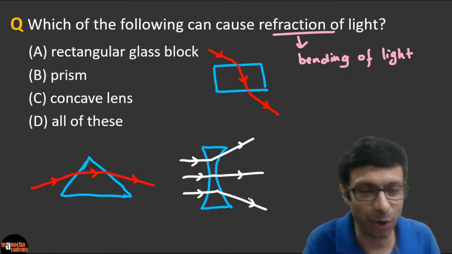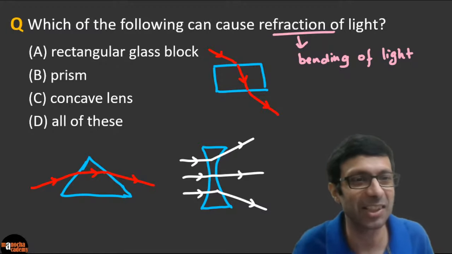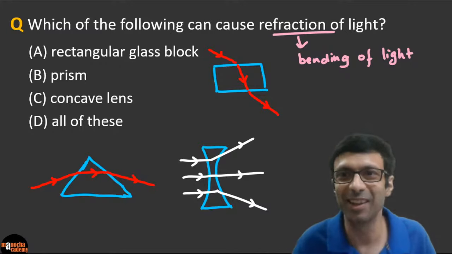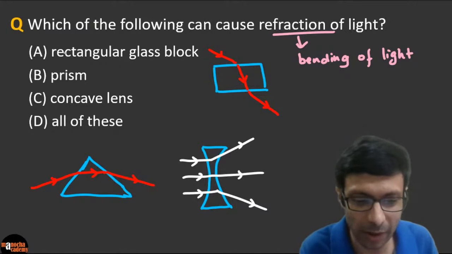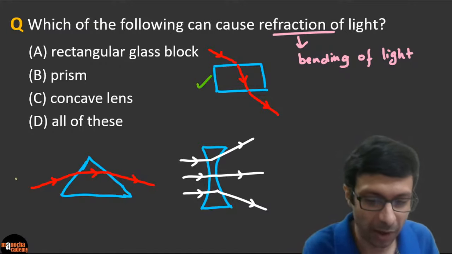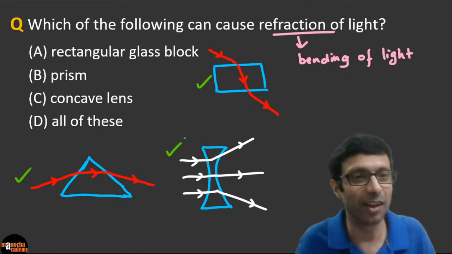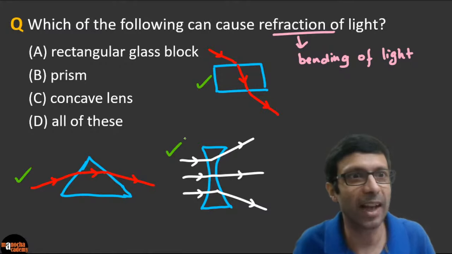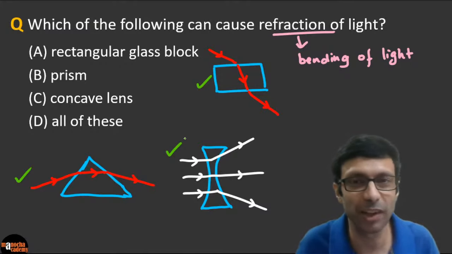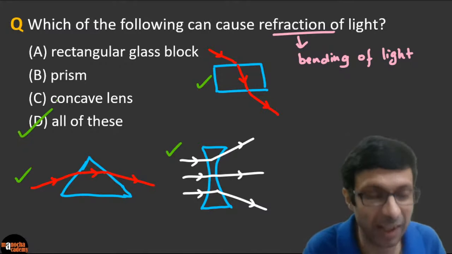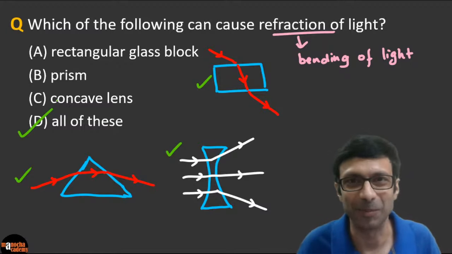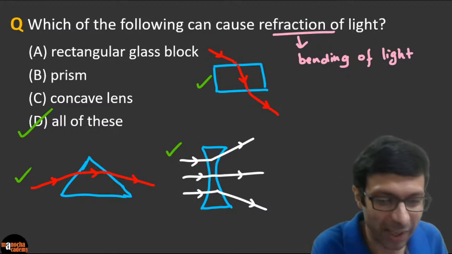So guys, very good. As you can see here, excellent. I see most of you have written the correct answer, D, because a rectangular glass block causes refraction, a prism causes refraction, bending of light, and you can see even a concave lens. So fantastic. I see Albert Einstein has also written all of them. Fantastic, guys. The answer is going to be all of these here. Awesome. Let's go to our second question.